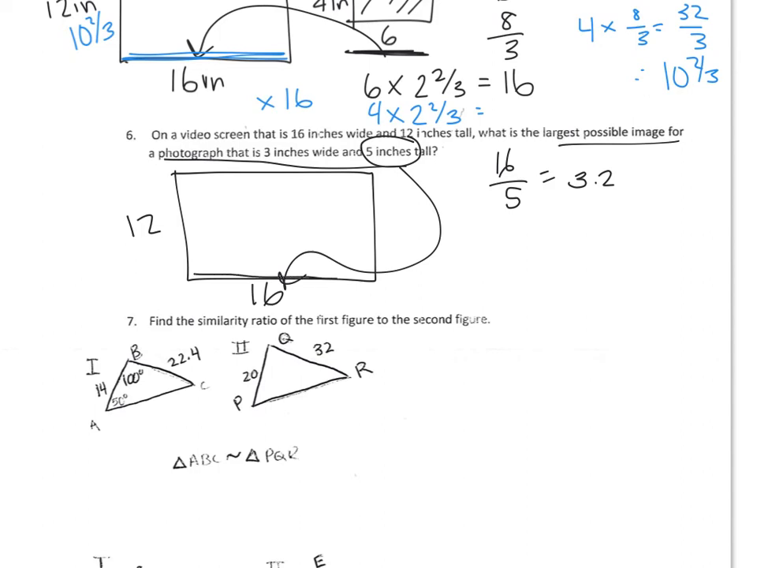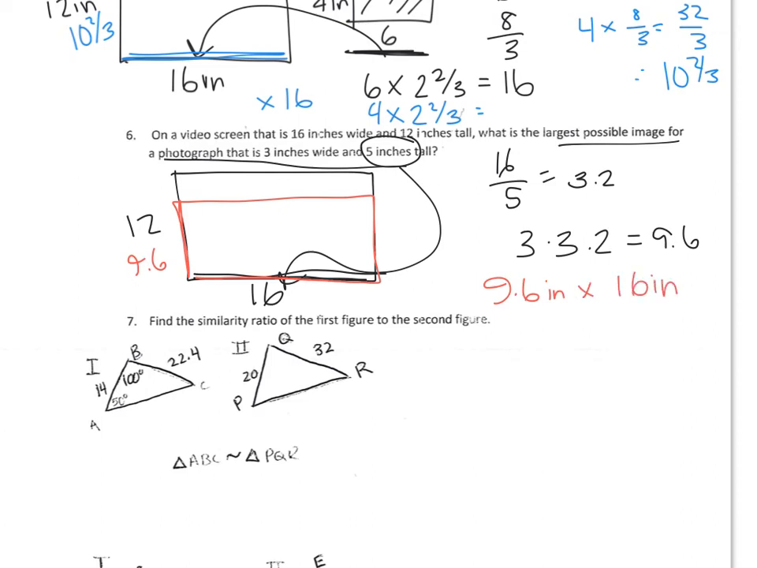So I'm going to use up this whole part. This is going to be 3.2 times 5. So if I multiplied 5 times 3.2, I have to multiply 3 times 3.2. So 3 times 3.2 is 9.6. So I'm using this whole 16 across, but only going up 9.6. That's the best way to use it. So 9.6 times 16 inches are the new dimensions. It's still going to keep that 3 by 5 ratio.